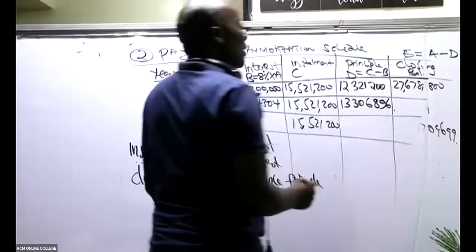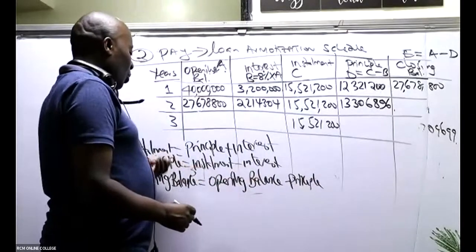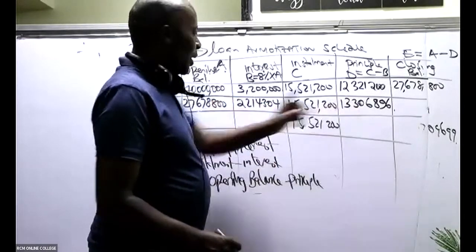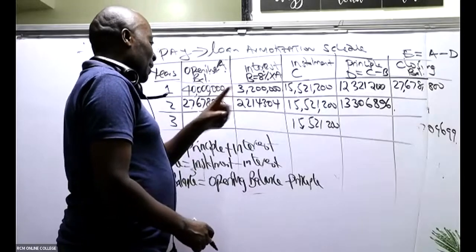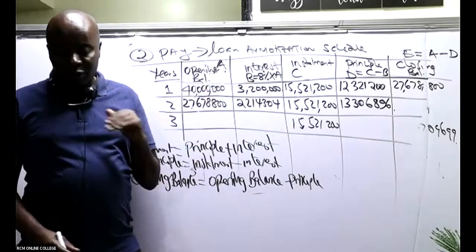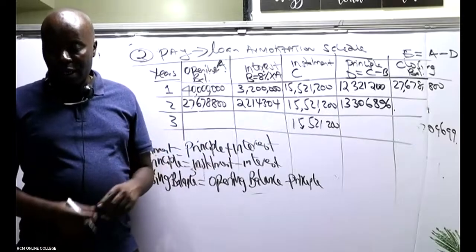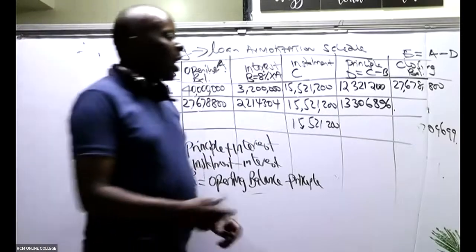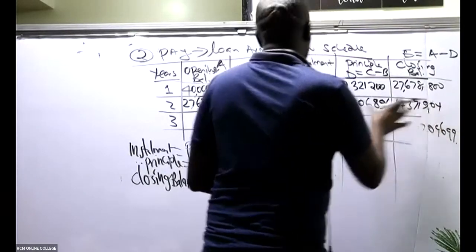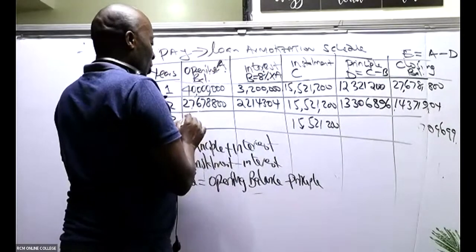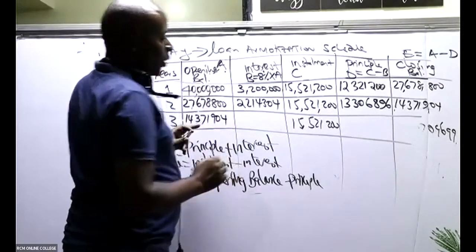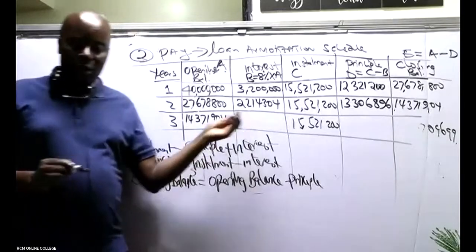Thank you so much. And therefore, closing balance is very easy. Closing balance, you take the opening balance minus the principal. So the figure that you have there in your calculator, you simply say the opening balance minus that answer. You should be able to give us the closing balance for year 2, and we are almost finishing now, which according to Mumbi, is 14,371,904, like that.